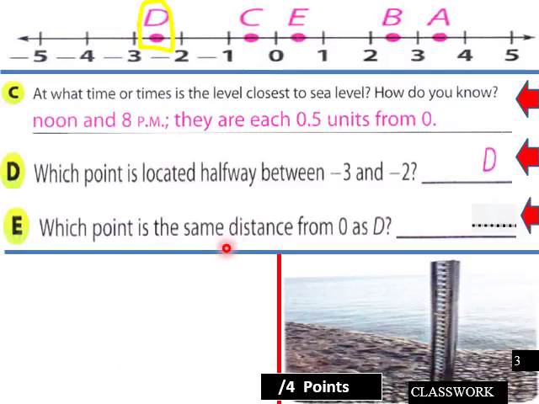And then, which point is the same distance from 0 as D? So, what's the same absolute value as D? Was that negative 2.5? So we have something, 2.5 would be B, wouldn't it? Yeah, B right there. That would be the same absolute value as D is.